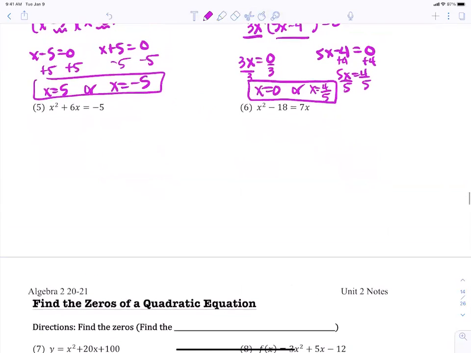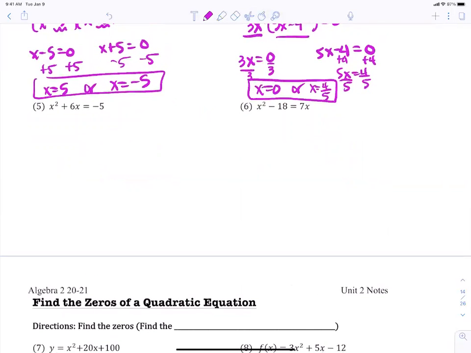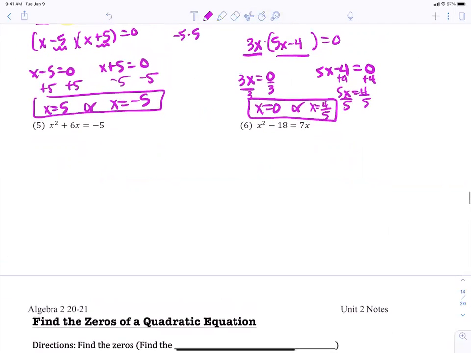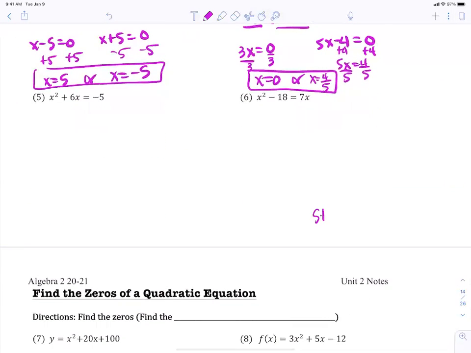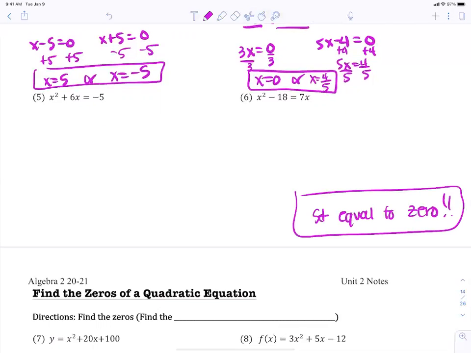Now, there is kind of one catch to go along with this. Whenever we solve by factoring, we really have to make sure not only that we check the GCF first, but with solving, there is a step that actually comes before GCF. And that is set equal to 0. Everything that we're doing, you cannot do unless the problem is set equal to 0.